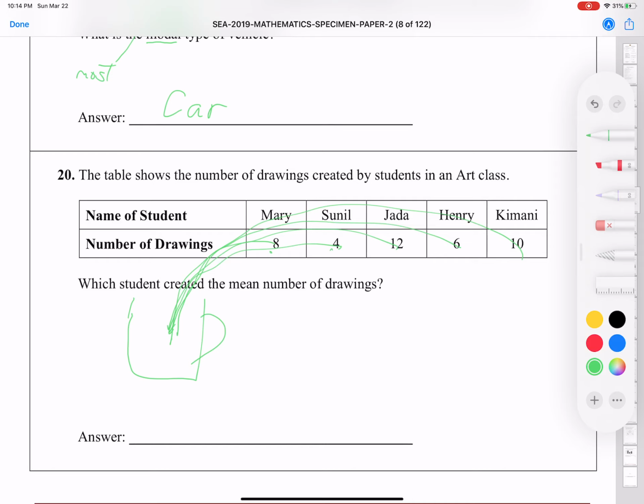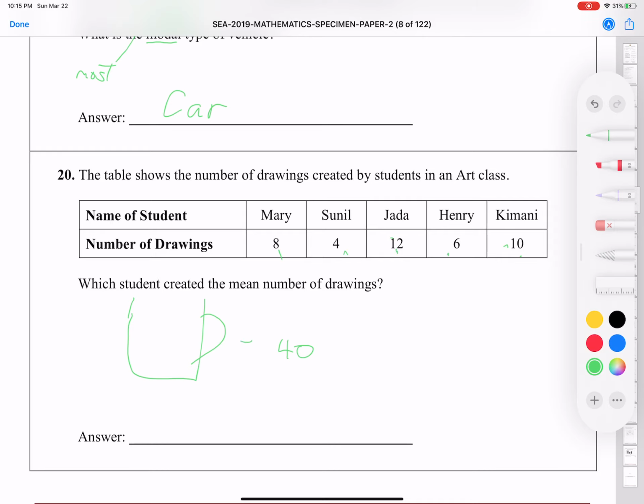8 plus 4 plus 12 plus 6 plus 10. Let's see if we can add smartly. 12 and 8 make 20. 20 and 10 make 30. 30 and 6, 36. 36 and 4 make 40. Let me rub off some of those scratches now. So we have a total of 40. How many students contributed to that 40?